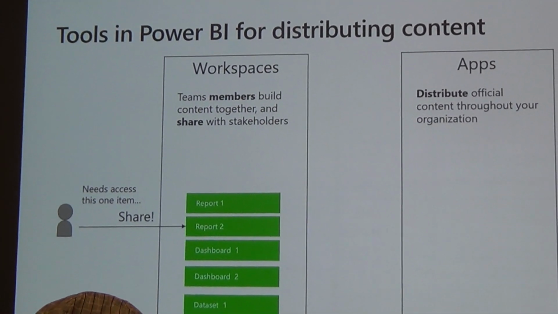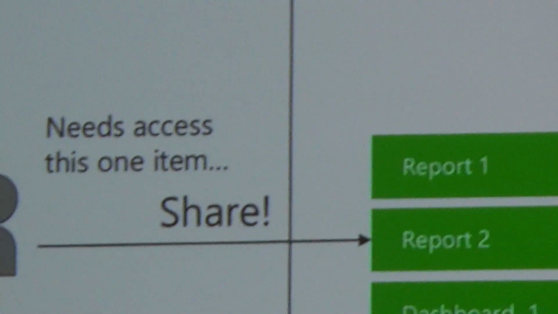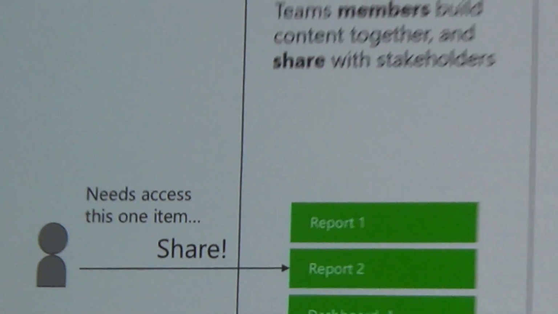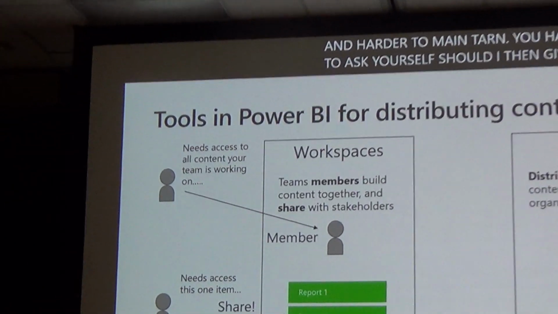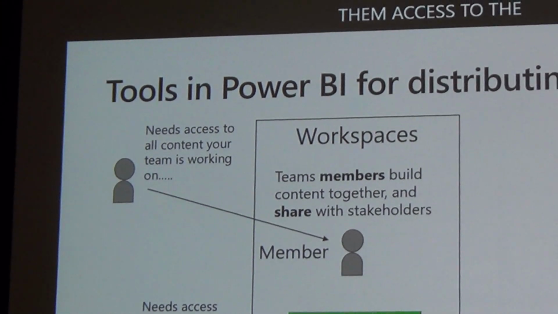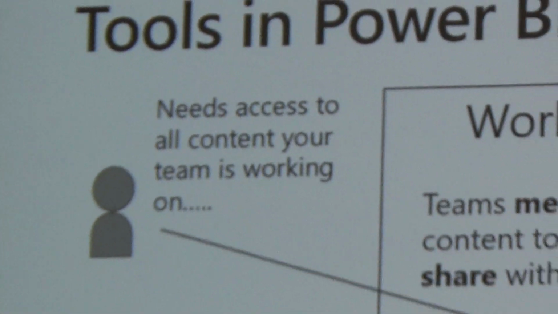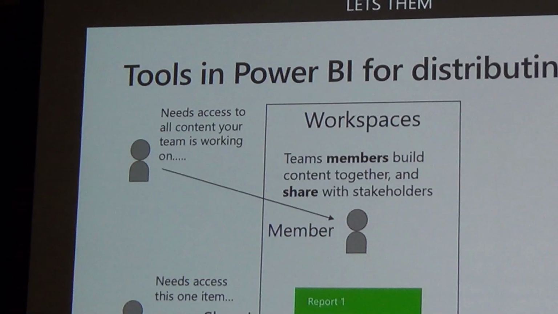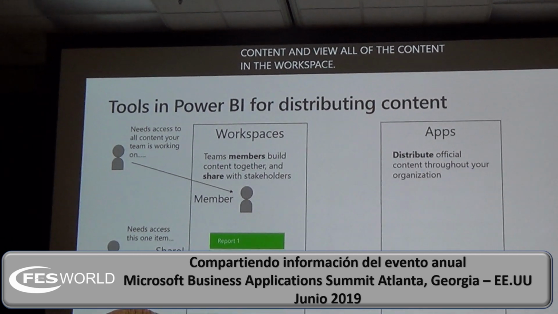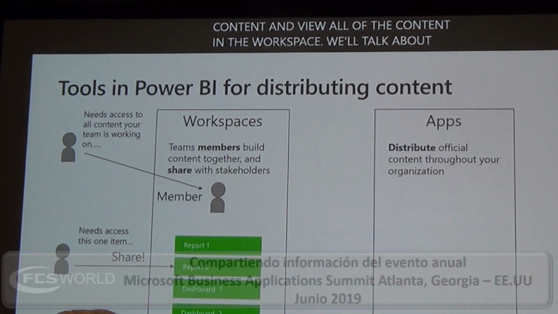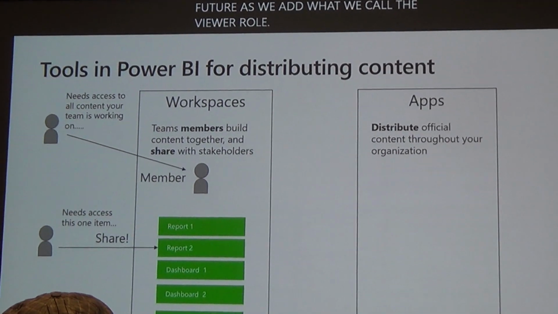you just share that individual item. Now after you do this a couple of times, it gets harder and harder and harder to maintain. And so you have to ask yourself, should I then give them access to the workspace? And maybe I should. Traditionally you give them the member role in a workspace, which lets them upload content, change content, but also view all of the content in that workspace. And we'll talk about how that capability changes in the future as we add what we call the viewer role. We'll talk extensively about that later. But I can add them to the workspace. Then they have access to all of the content.